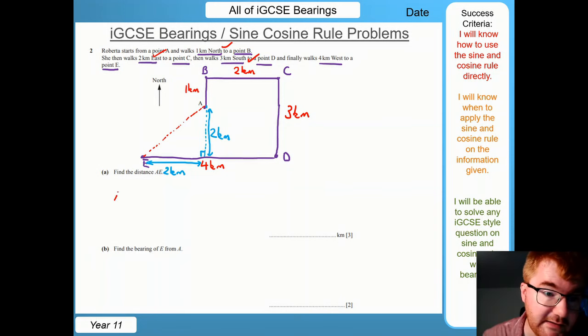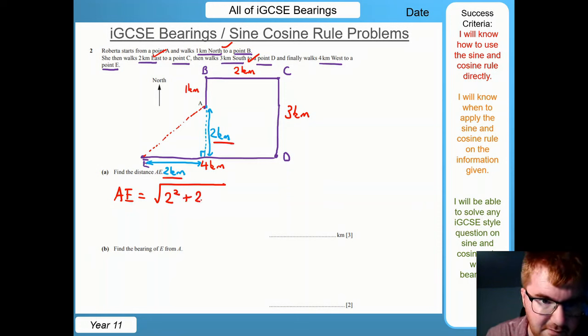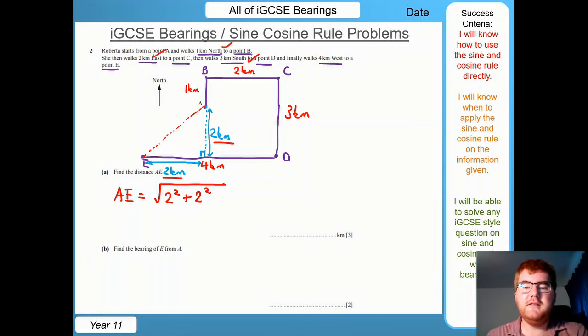So in order to work out AE, this is going to be equal to the square root of 2 squared, which comes from this 2, plus 2 squared, coming from this here. So this is enough to get all the method marks. At this point, we just need to go to our calculator and work this out.